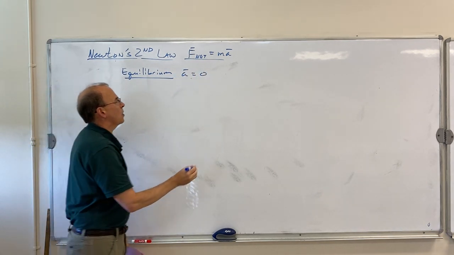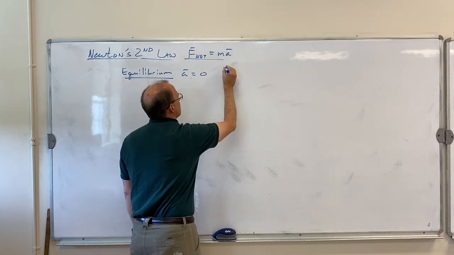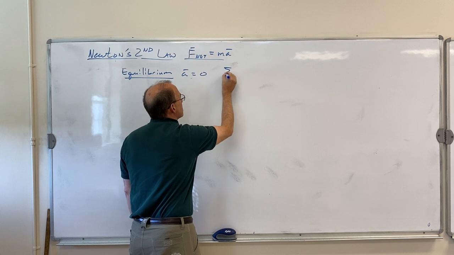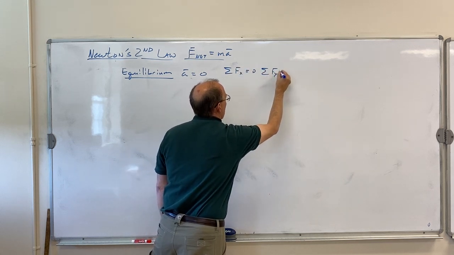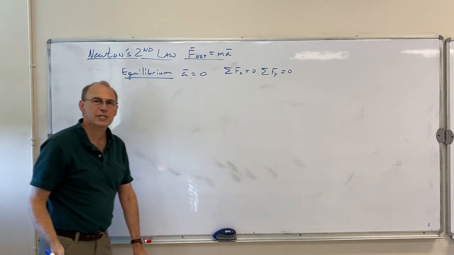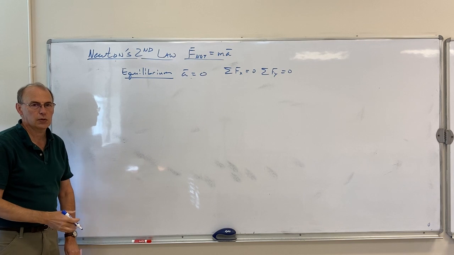So if A is 0, AX is 0, AY is 0, that means F net is 0. So the sum of the Fx equals 0 and the sum of the Fy equals 0. That's called the first condition for equilibrium. Yes, there's a second condition, we'll learn it later in the semester.